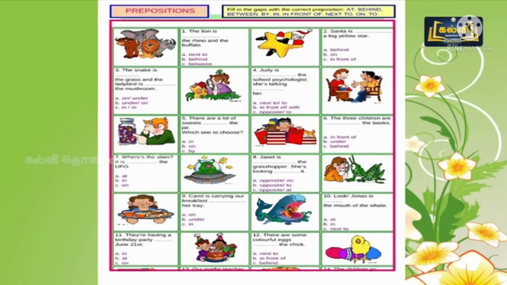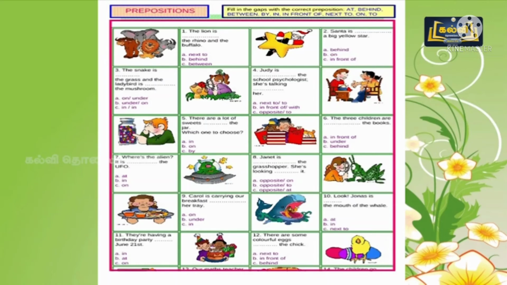11th question. They are having a birthday party dash June 21st. The options are in, at, on.